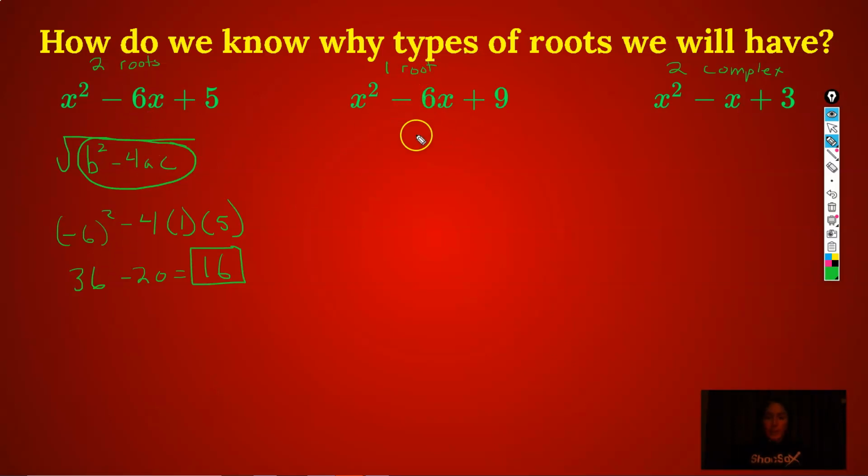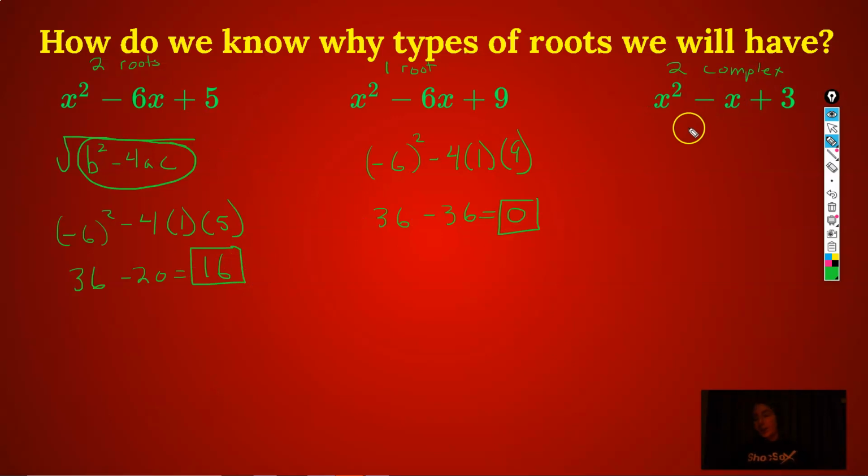So what about our second quadratic? So again, b squared, so negative 6 squared minus 4 times a, which is 1, times c, which is 9. Remember, a coefficient, b coefficient, c coefficient. So this is 36. 4 times 9 is also 36, so 36 minus 36. So our discriminant here is 0. Okay. So one real root, we had discriminant of 0. Two real roots, we had a discriminant of 16.